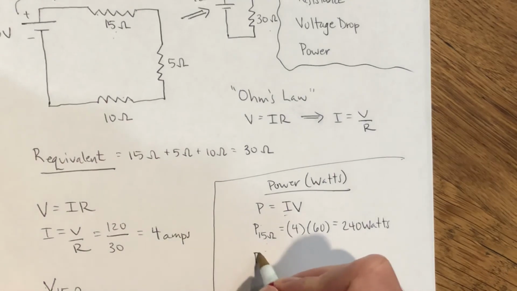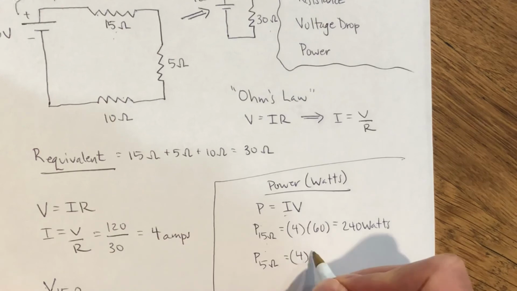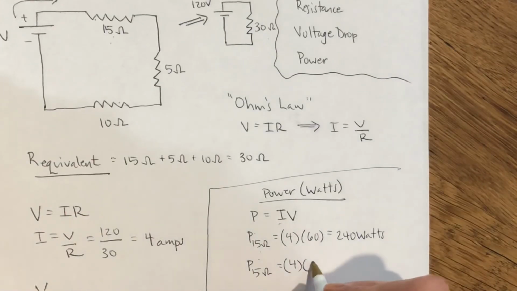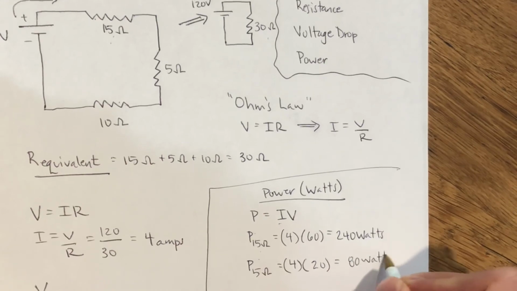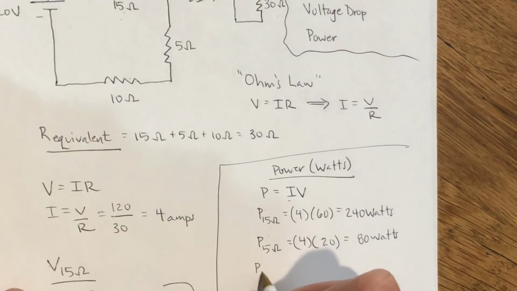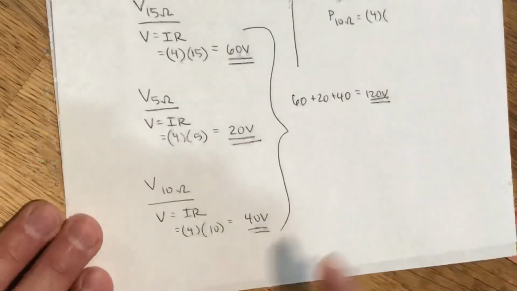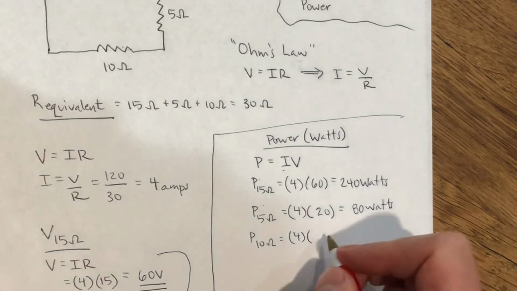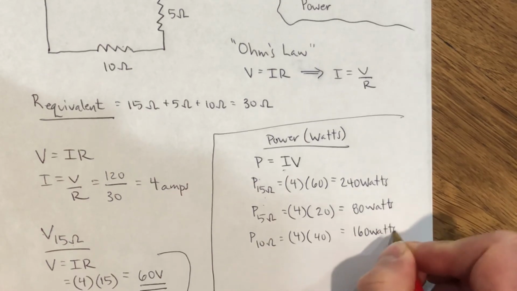Then the second device, the power consumed by the 5 ohm device, once again had 4 amps of current flowing through it, but now it only consumed 20 volts of electric potential energy. So that's 80 watts of power consumed by that second device. And then finally, the power consumed by the 10 ohm device, once again has 4 amps of current flowing through it, but it had 40 volts of electric potential energy used at that location. So that's going to take 160 watts of power.